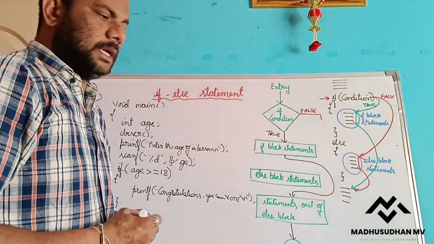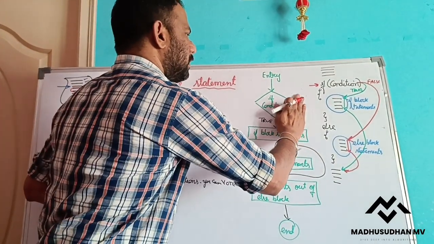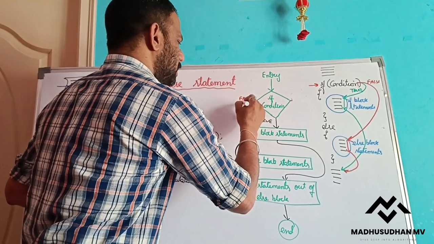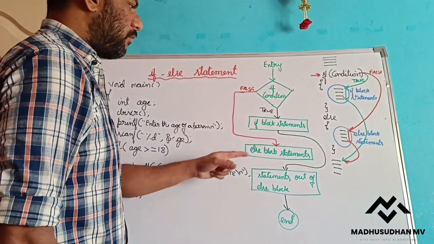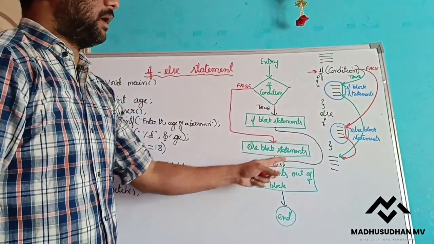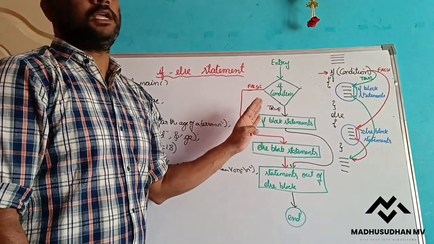So suppose the condition is false, control comes, see, instead of writing here, I am writing here. If the condition is false, control comes directly to the else block statement. After the else block statement, it simply executes the next statement outside of it. So this is the flow chart for if else. Hope you understood.